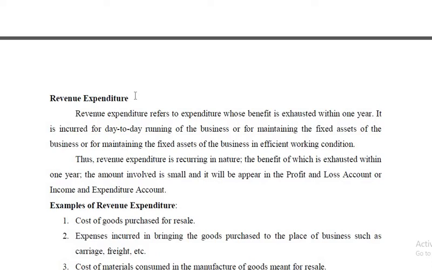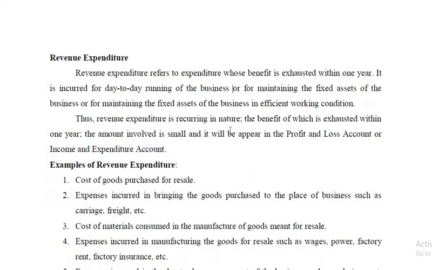Once you pay the salary, the benefit will not be received for many years. You have to pay salary every month. Rent you have to pay every month. Commission you have to pay every month. Office rent you have to pay every month. Thus, it's not enough if you pay salary for 1 month or rent for 1 month, commission once. So it recurs.